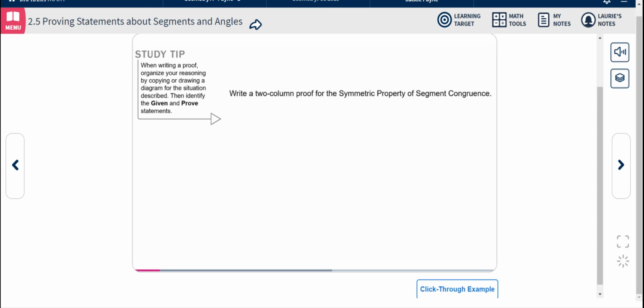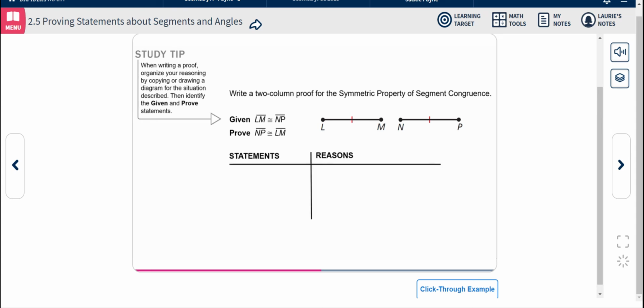When writing a proof, organize your reasoning by copying or drawing a diagram for the situation described, then identify the given and prove statements. The symmetric property of segment congruence states, if segment LM is congruent to segment NP, then segment NP is congruent to segment LM. So draw a diagram where segment LM is congruent to segment NP, as shown. So the given statement is segment LM is congruent to segment NP. You want to prove that segment NP is congruent to segment LM.